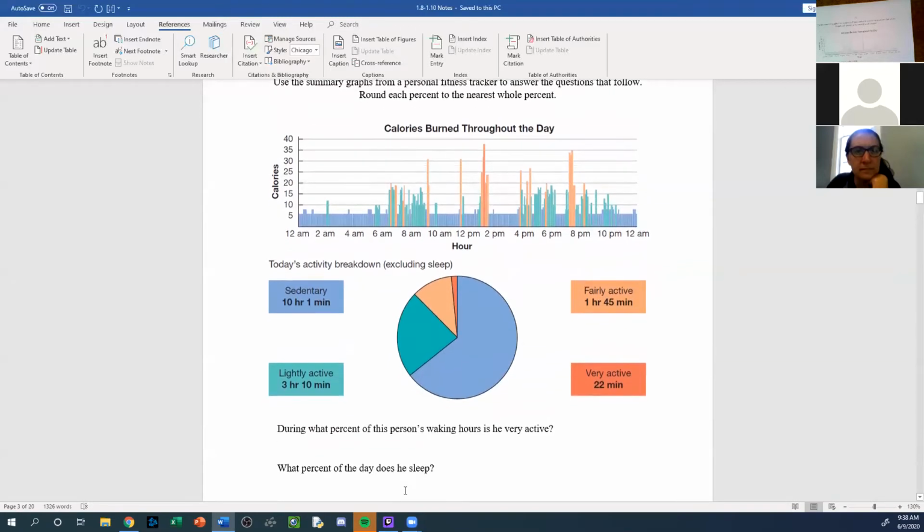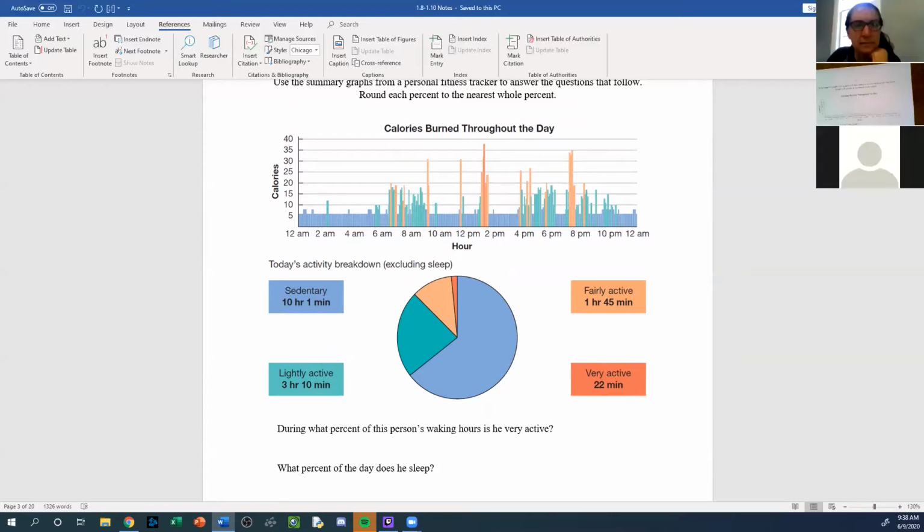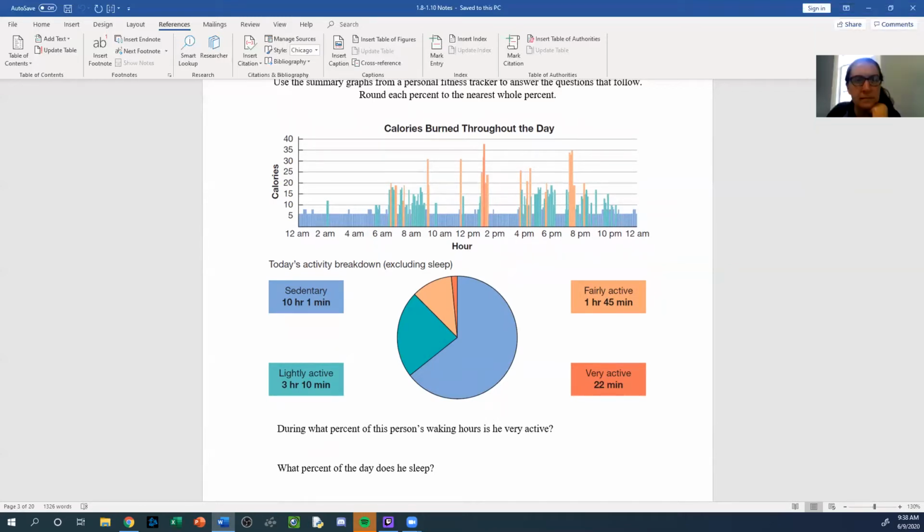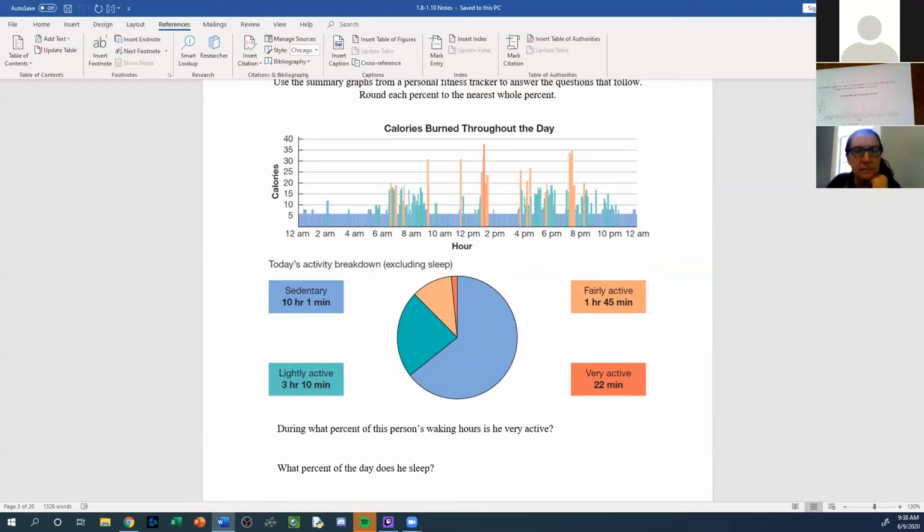So if I was to try to find out a percent that they're very active, which graph would I use? Would I want to use this first one or the one that looks like a circle? My vote's for the circle. Okay, yeah, and why would you use the circle? Because the circle represents the whole 24 hours.